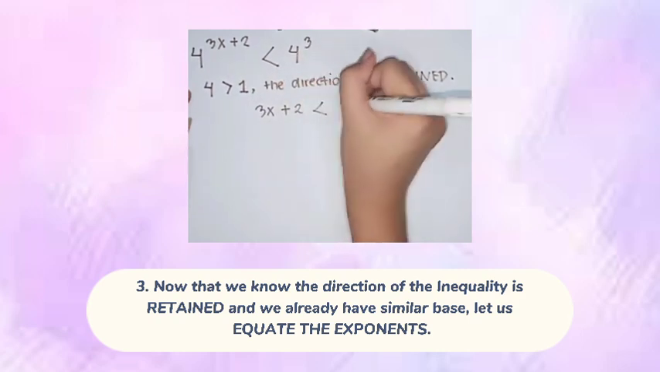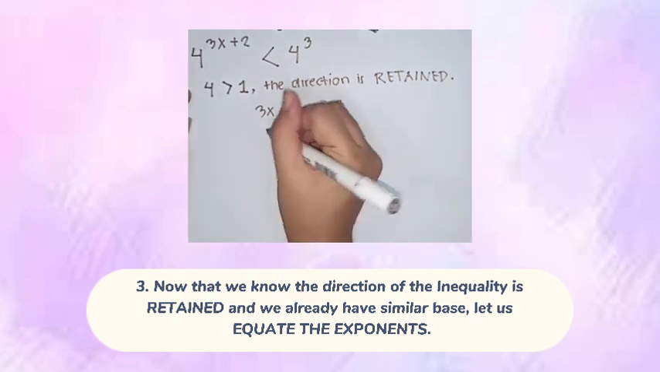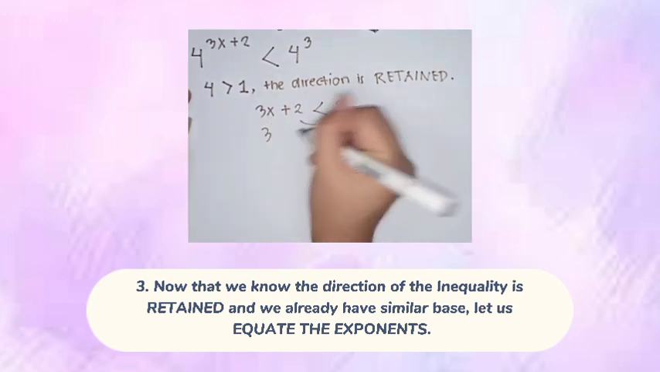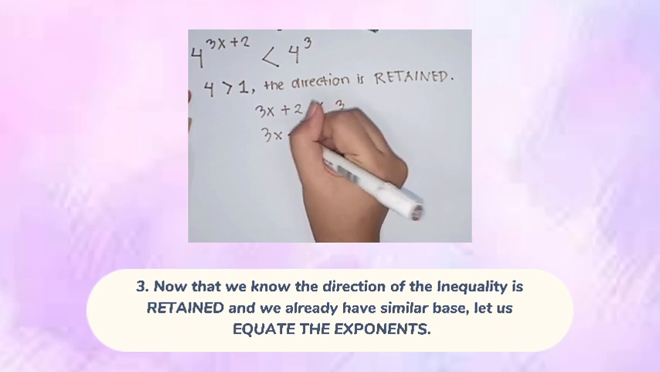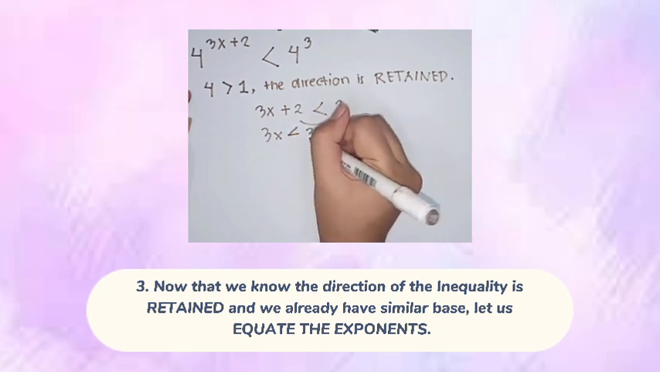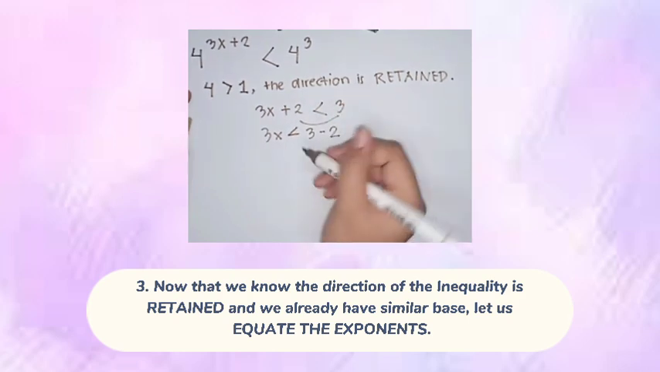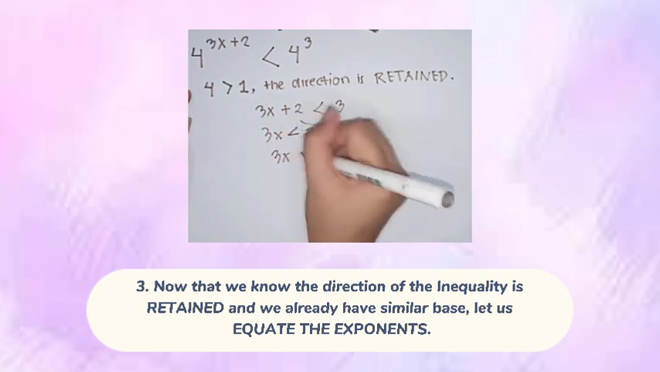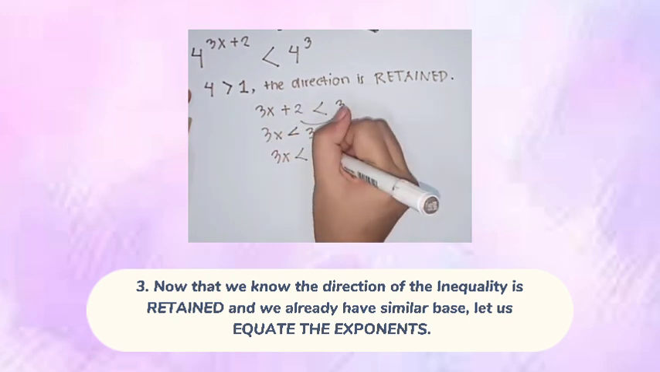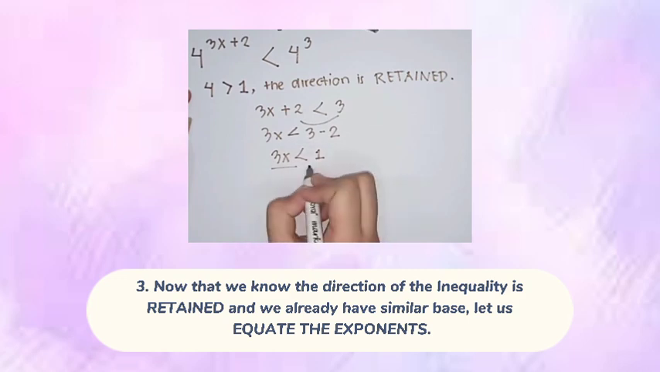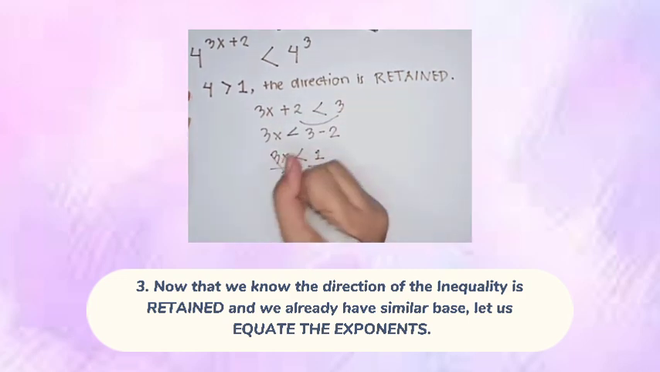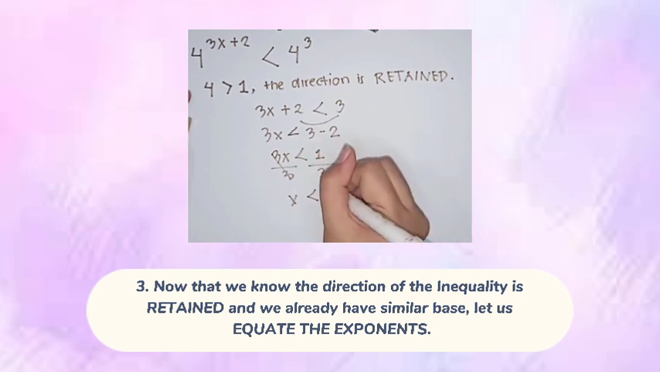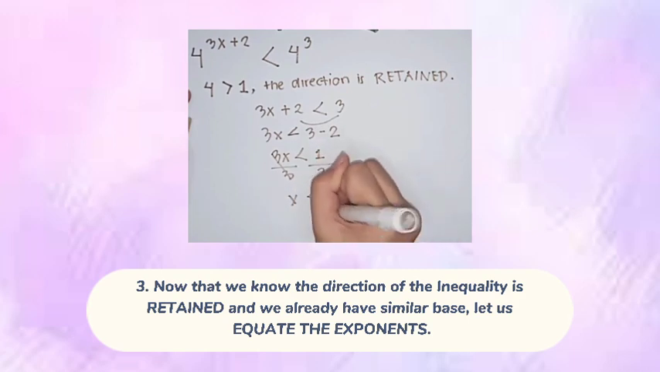3x plus 2 is less than 3. We are going to transpose 2 to the right side. So 3x is less than 3 minus 2. 3x is less than 1. Now let us divide by 3 on both sides of the inequality. x is less than 1 over 3.